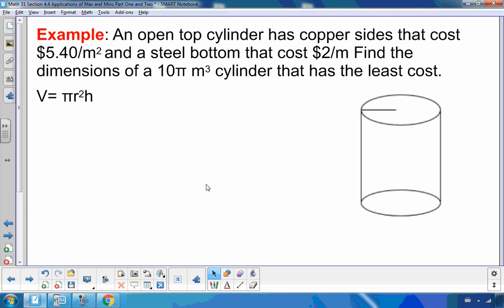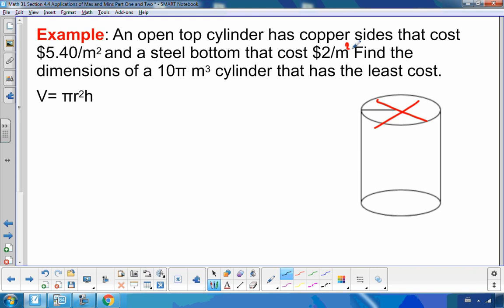We have an open top cylinder. That means there's no top. It has copper sides that cost $5.40 per meter squared and a steel bottom that costs $2 per meter squared. Find the dimensions of a 10π meter cubed cylinder that has the least cost. So we're looking at a minimum cost.